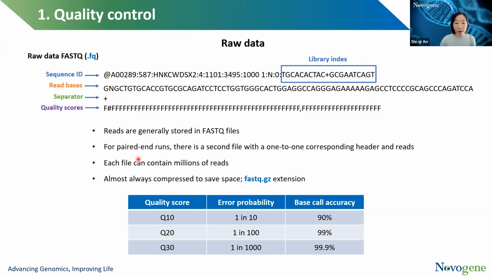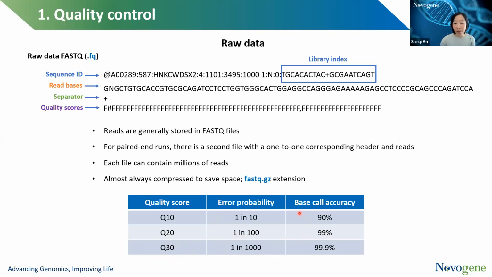Okay. If it is a paired-end project, there will be a second file with the one-to-one corresponding headers and reads. And each FASTQ file has millions of reads. So this is just one read. The file itself can be really large in size, and that's why almost all the time the FASTQ file will be compressed, and then the file becomes a FASTQ GZ file. That's just a compressed FASTQ file. Another part I wanted to briefly mention is the quality score. You probably have heard or seen this previously: it's the Q30. What does this actually mean? For error probability, it means potentially 1 in 1,000 bases you read has an error.